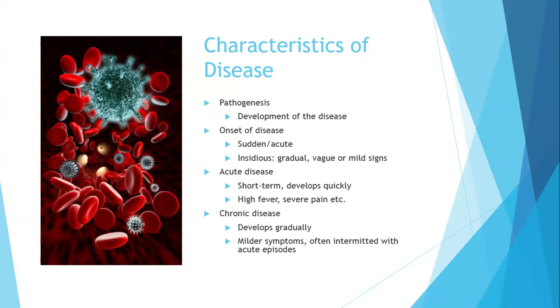So a lot of times you'll have something like fibromyalgia, which is a good example of a chronic disease with usually insidious onset, develops gradually. You might have acute exacerbations where you have severe pain or you have days where you can't do anything, and then days when you have milder symptoms. So that's a good example of chronic disease with intermittent acute episodes.